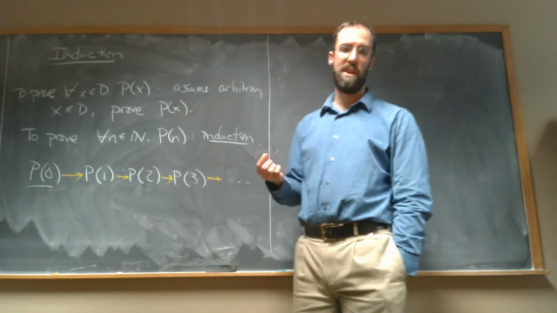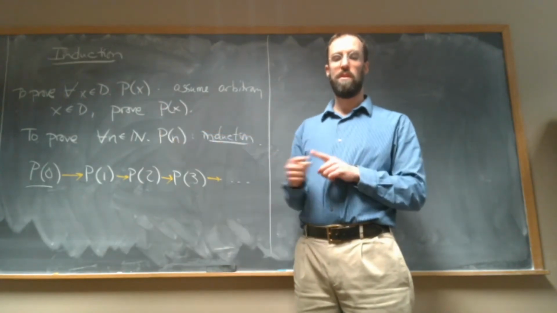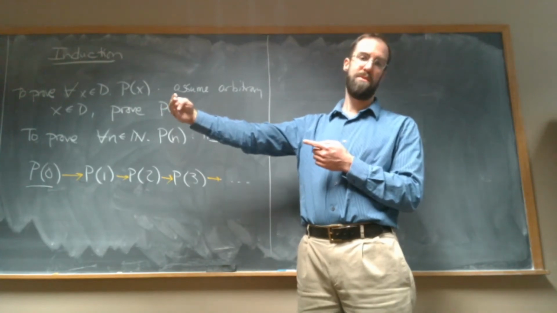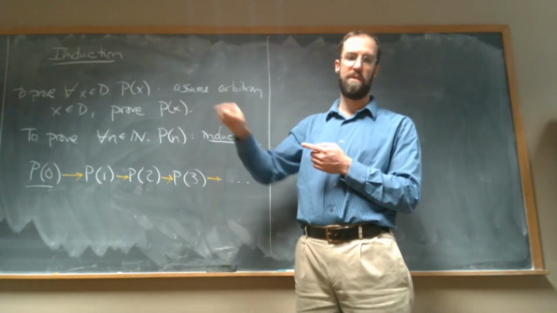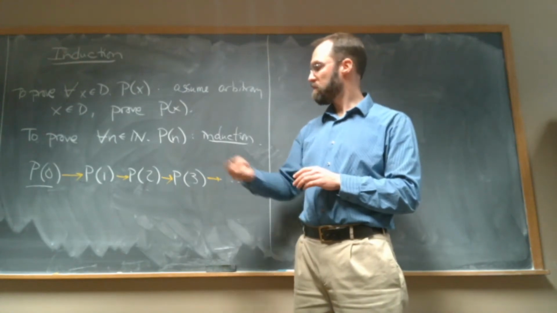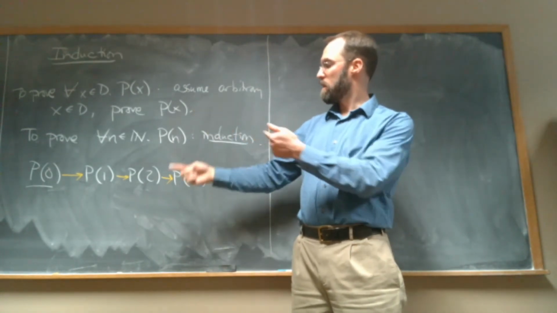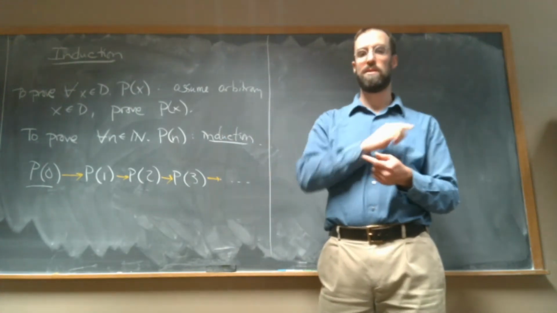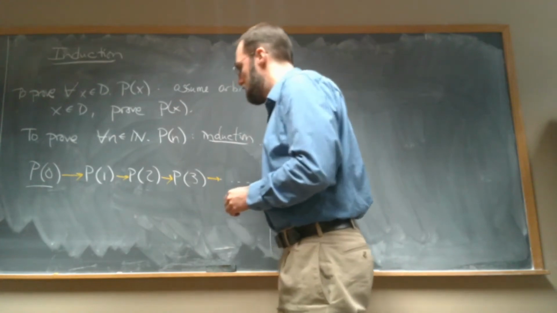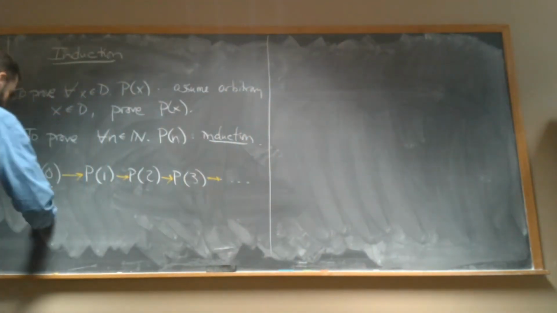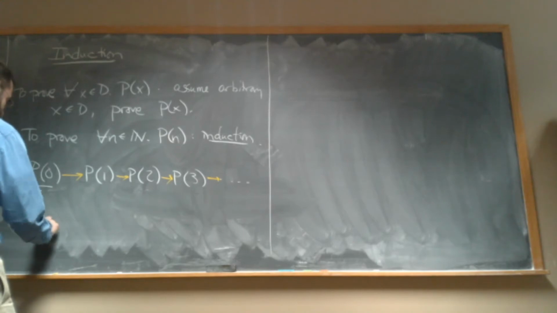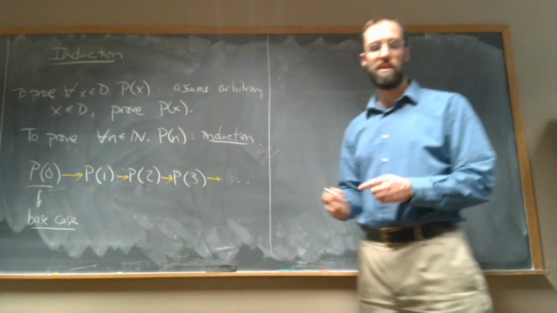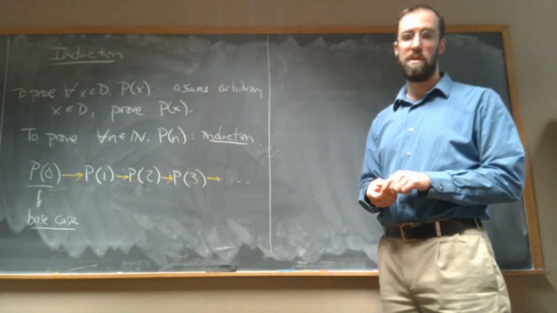You can think of it like setting up an infinitely long chain of dominoes, where the first domino corresponds to P of 0, and so proving P of 0 is like knocking that first domino over, and then we're going to show basically that each domino is going to knock over the next one, and the next one, and the next one. First, proving P of 0, this is called the base case, or I think your book calls it the basis step.